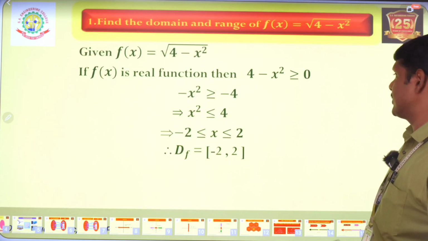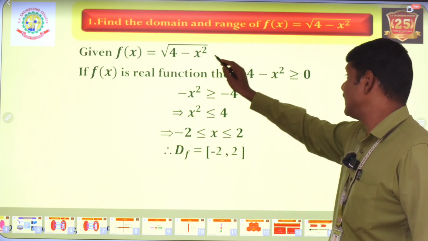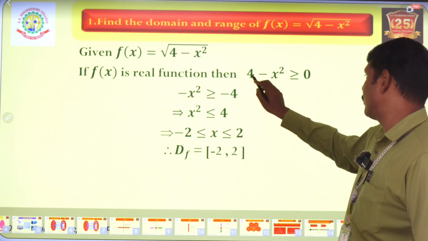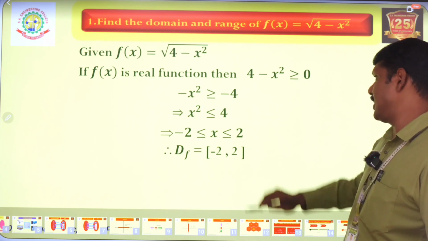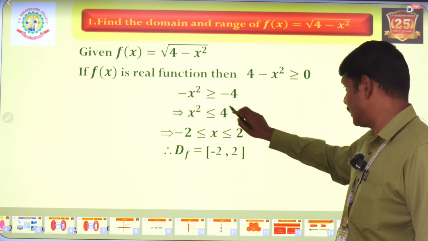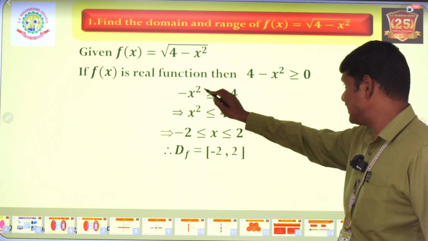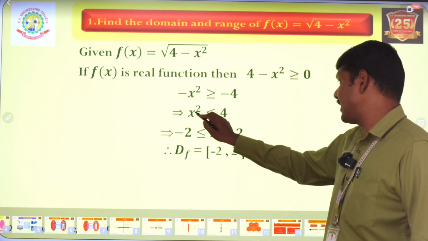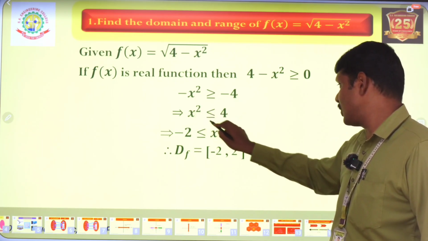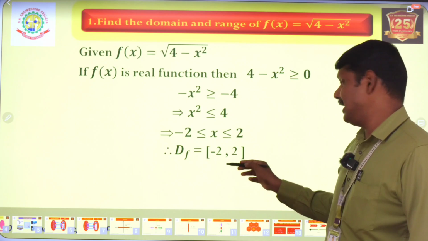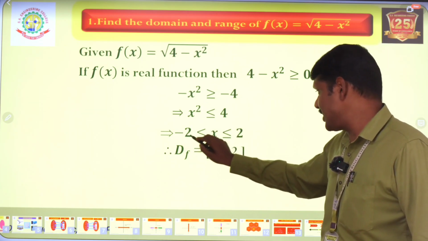So as per the condition, 4 minus x square should be greater than or equal to 0. Bring 4 to the right hand side, minus 4. Multiplying by minus on both sides, what comes? Minus x square plus 4 becomes x square, and we change the symbol: x square less than or equal to 4. So x square equal to 4 means x equal to plus or minus 2. When we use less than or equal to, it comes in this interval, minus 2 to 2.